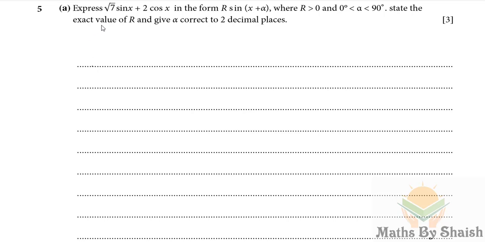Part A: express root 7 sin x plus 2 cos x in the form r sine of (x plus alpha), where r is greater than 0 and alpha is between 0 and 90 degrees. State the exact value of r and give alpha correct to 2 decimal places.